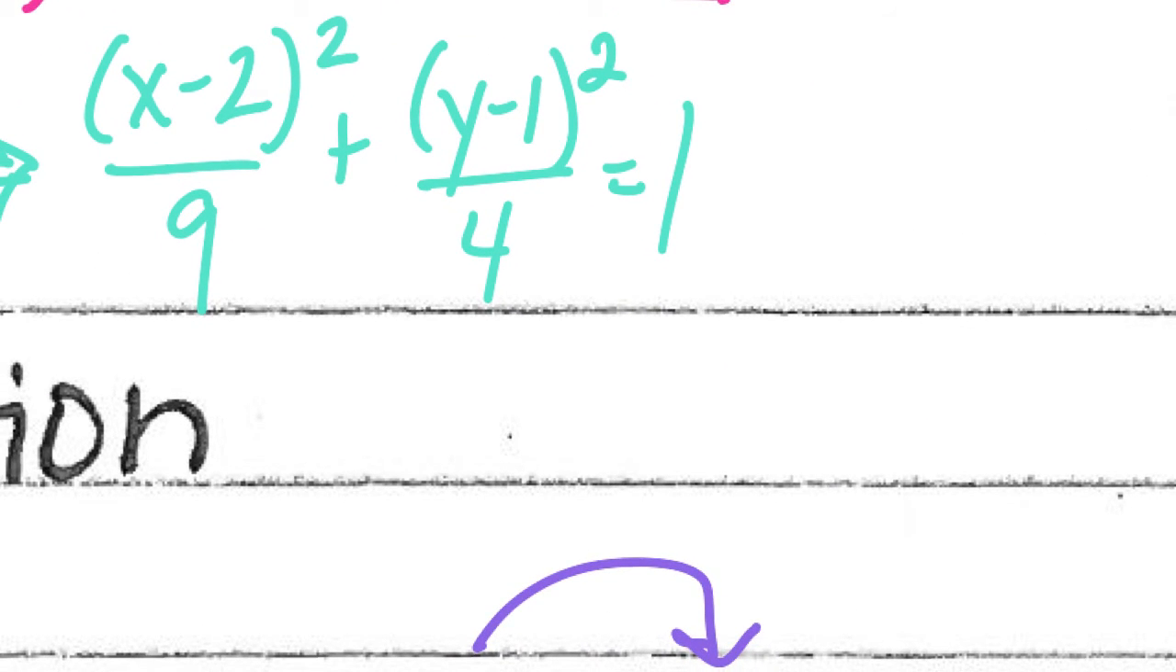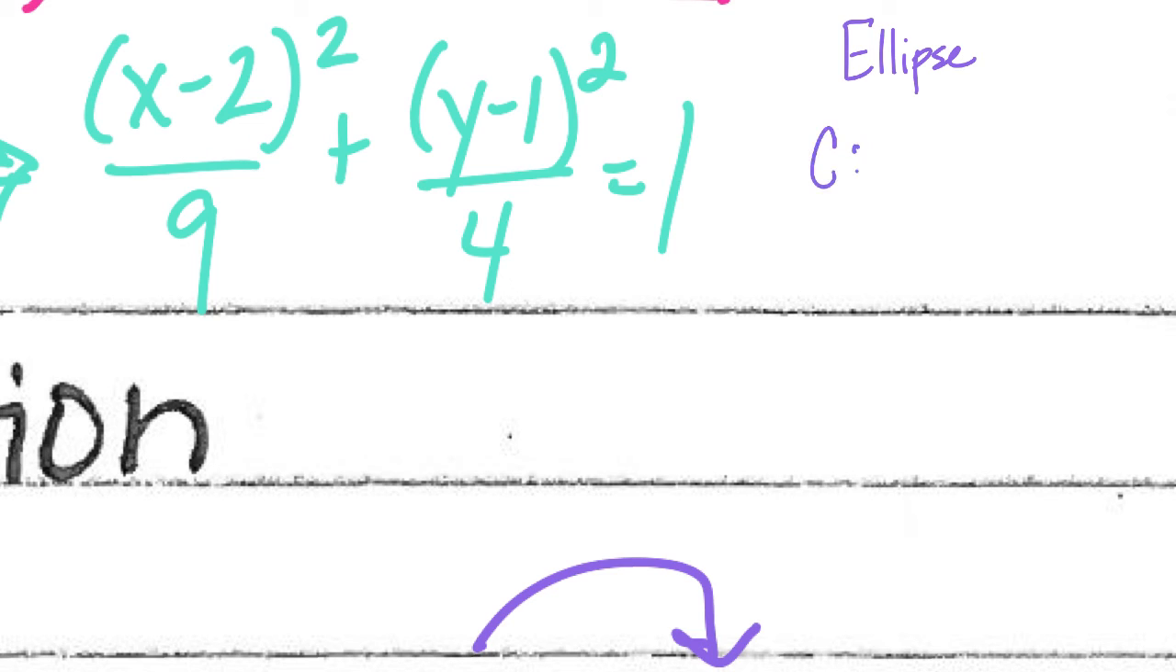So that's what we have, and they did ask us to find its center, but let's first talk about what it is. It is an ellipse, and I know this because the two numbers down here are different. They would not be different if it was a circle. It would be exactly the same. I also know it's an ellipse because of the plus sign. The plus sign tells me it's an ellipse, not a hyperbola.